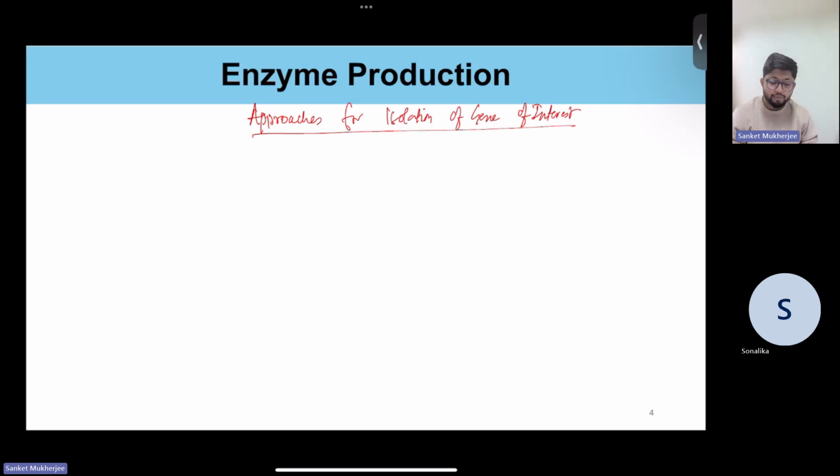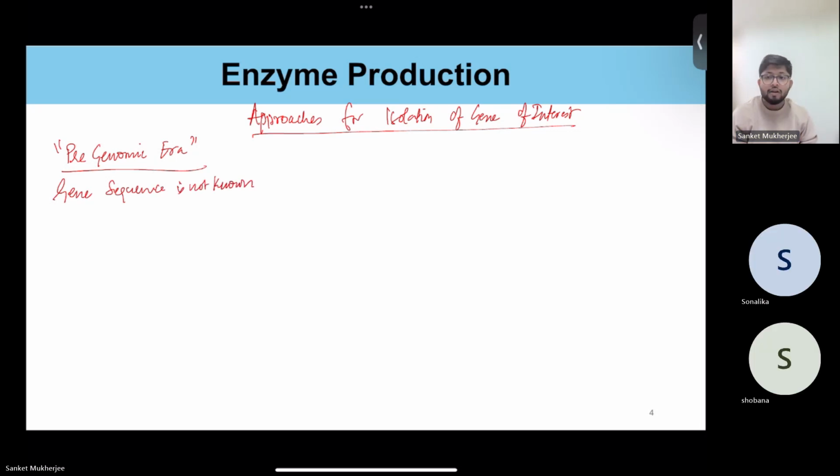So again, for approaches, we'll look at all the approaches. This has been discussed in detail in the slides as well. I'm just recapping all of this. There was a pre-genomic era where not much was known about genomes and genes in specific. So essentially, when the gene sequence is not known, what happened was we would take the genome and create a genomic library.